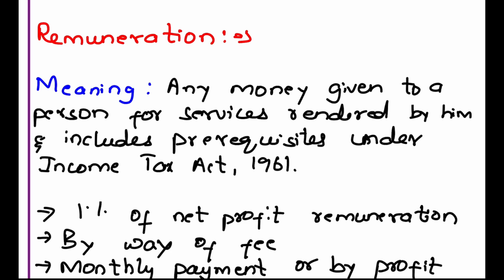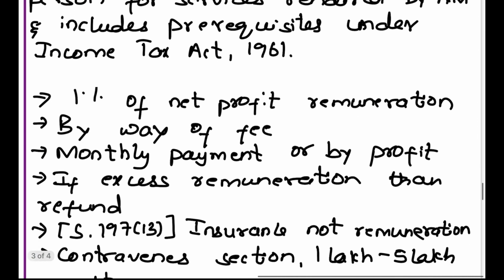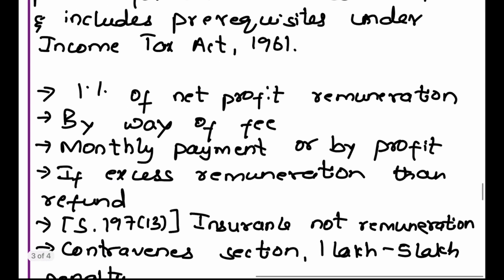The next important concept in Unit 3 of Company Law is remuneration of directors. So what do you mean by remuneration? Any money given to a person for services rendered by him, and it includes perquisites under the Income Tax Act 1961. So it is any money given to a person for his services. So 1% of the net profit should be given as remuneration. So it is by way of fee, a monthly payment, or by profit.